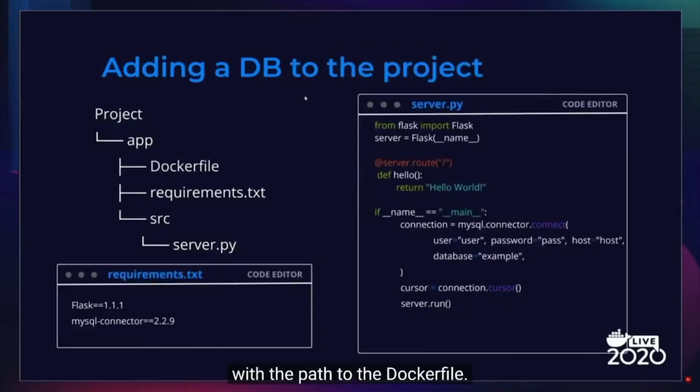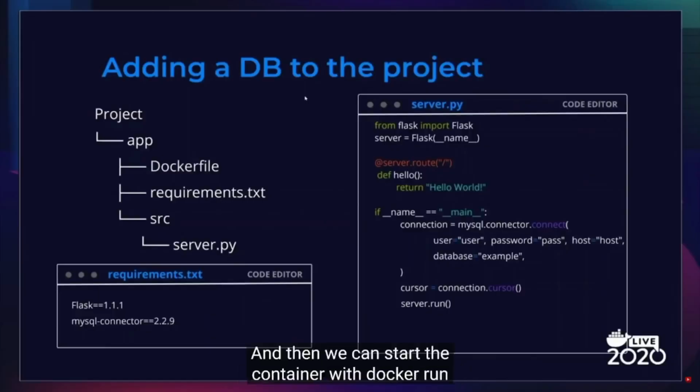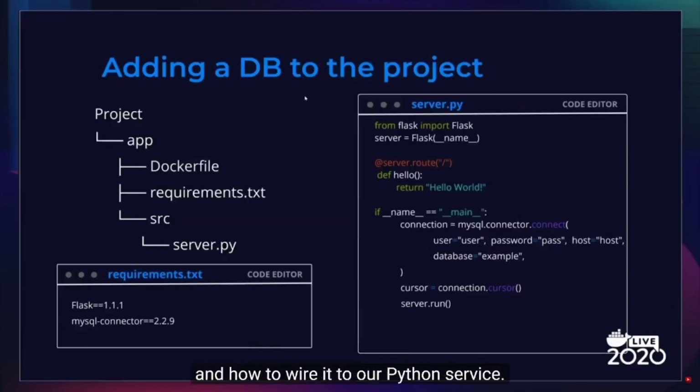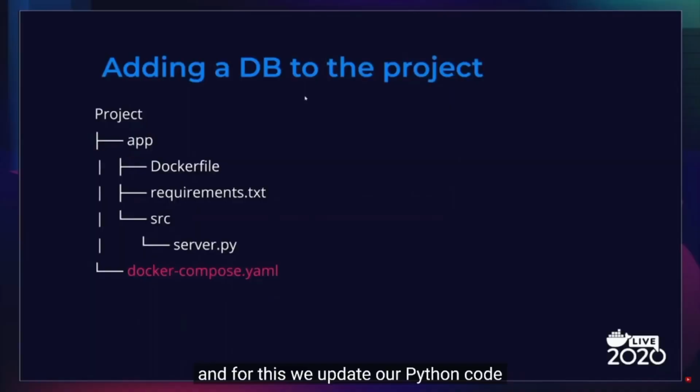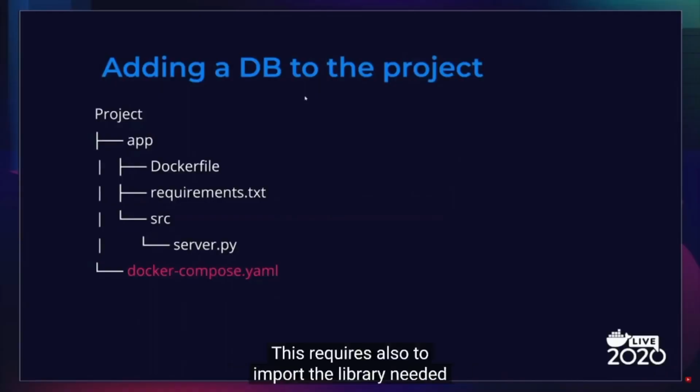We're going to add a database service to the project, and for this we update our Python code with a database connection. This also requires importing the library needed to connect to a MySQL database and adding it to the dependencies files. Once we've done that, we need to rebuild our Python application and run the container. But at this point, we need to start a database instance too. So how can we manage this in an efficient way? Well, here is where Docker Compose offers a very easy way of coordinating containers and spinning up and taking down services in our local environment.